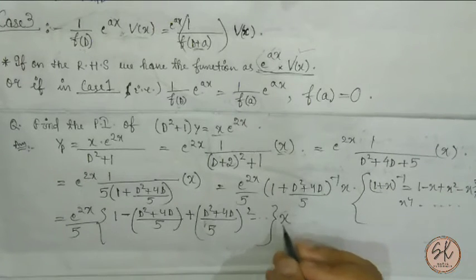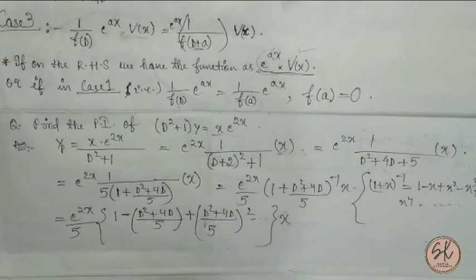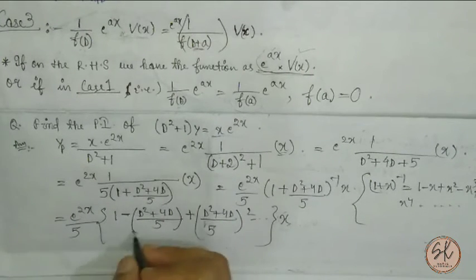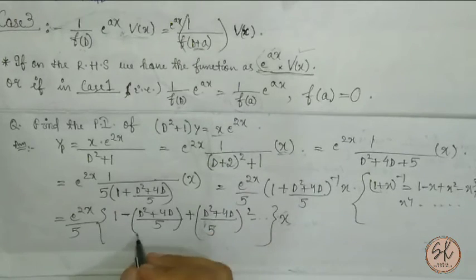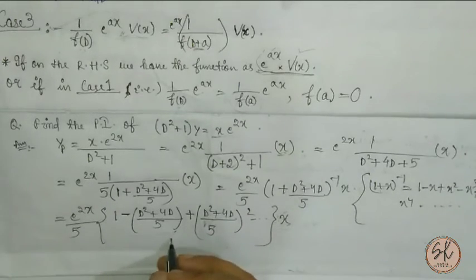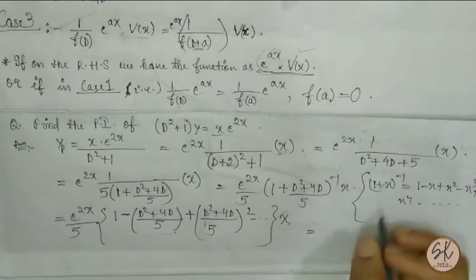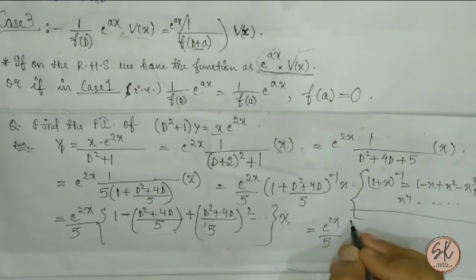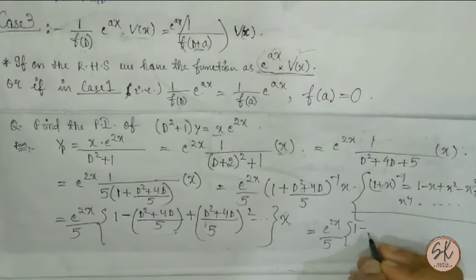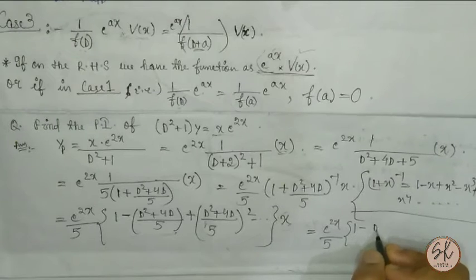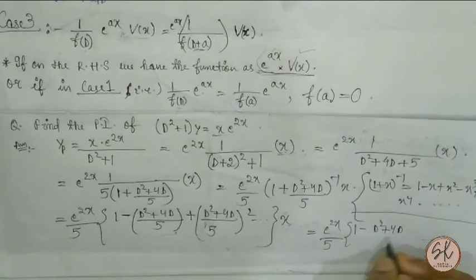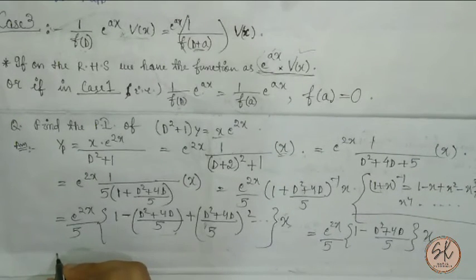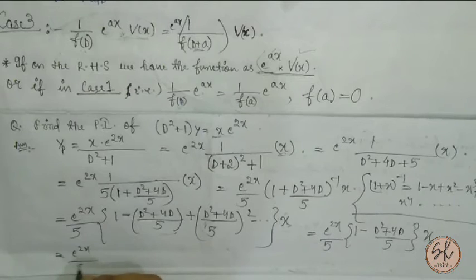When we differentiate it a second time, it becomes 0, and so on. So from the second derivative onward it won't exist. Therefore we won't go further, we will consider only up to this term. So this becomes e to the power 2x by 5, and this is 1 minus (d square plus 4d) by 5, whole into x. Now this is equal to e to the power 2x by 5.